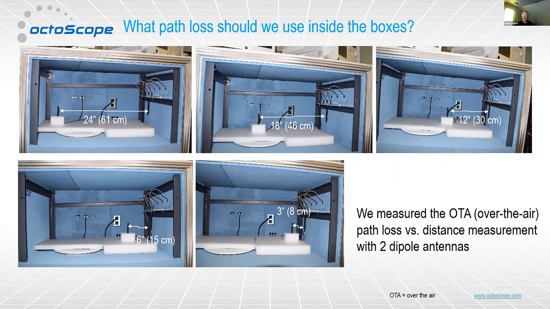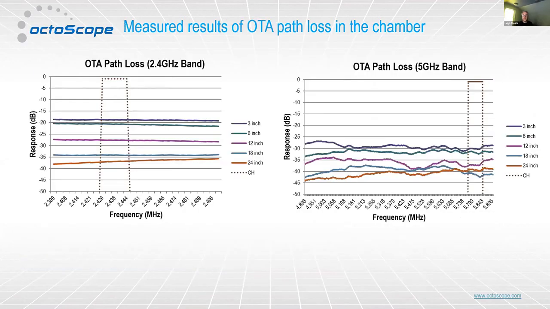So, the first thing that's going on is that we've enclosed our devices into these isolated chambers. So there's an over-the-air link now between the device under test and our testbed antennas. So what path loss should we use for that? To answer that question, we actually measured the path loss inside the box using dipole antennas, so with a well-known antenna pattern. And we have data on that.